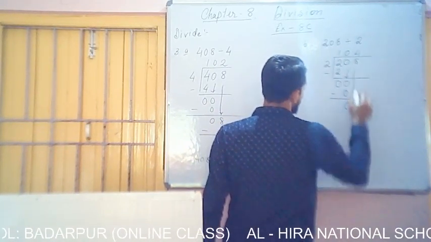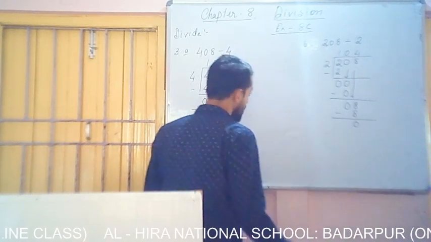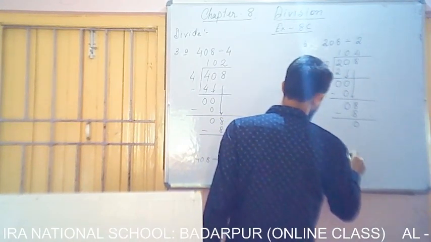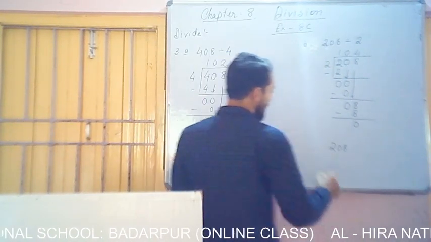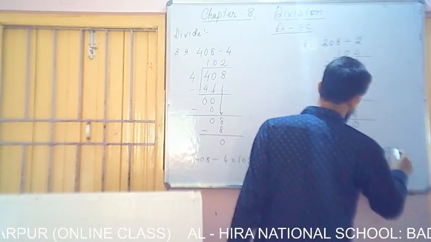So 2 multiplied by 4 equals 8. Now 8 minus 8 equals 0. So we can write therefore 208. So here 208 is the dividend and 2 is the divisor. Divided by 2 equals 104.